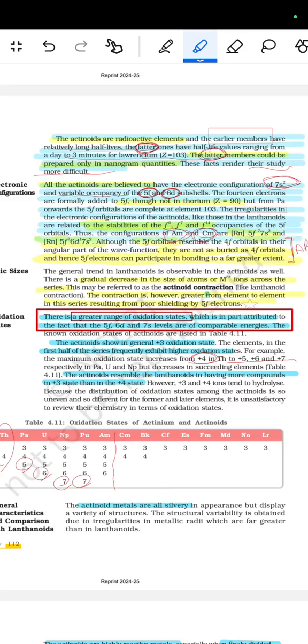Although the 5f orbitals resemble the 4f orbitals in their angular part of the wave function, they are not as buried as the 4f orbitals, and hence the 5f orbitals can participate in bonding to a far greater extent.